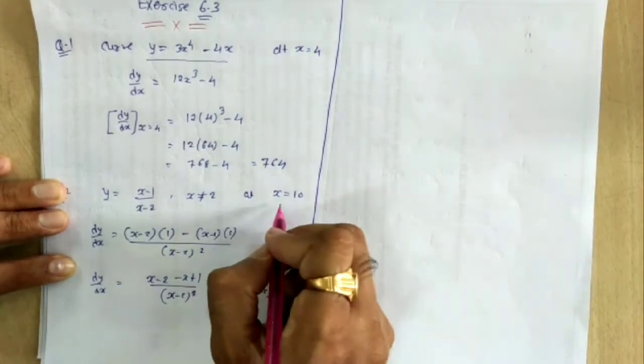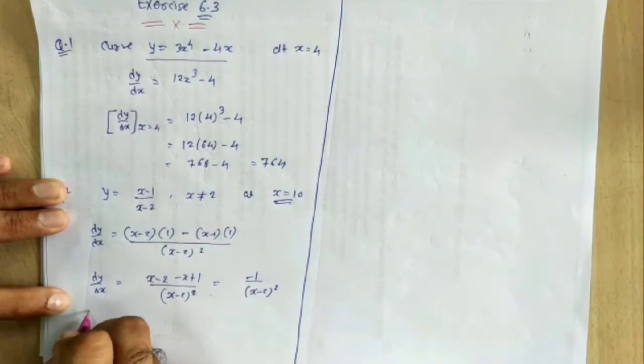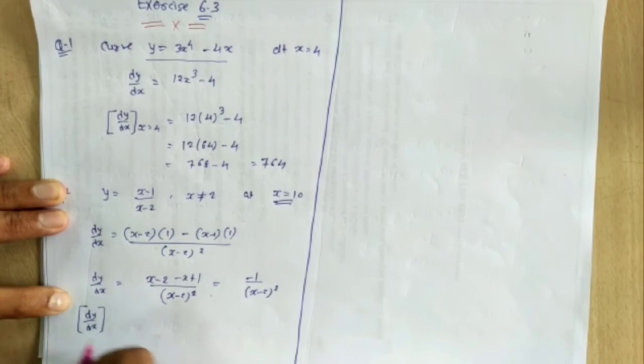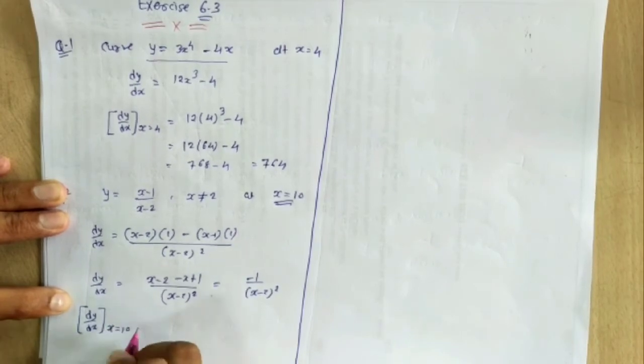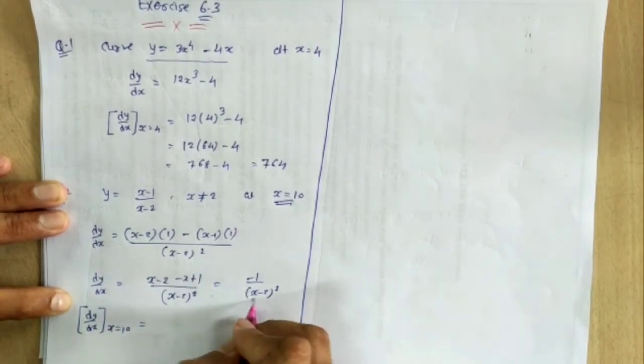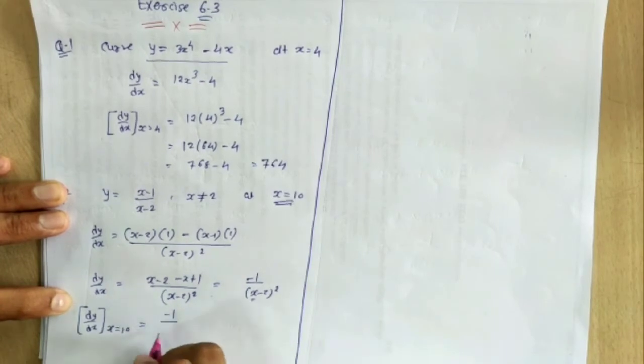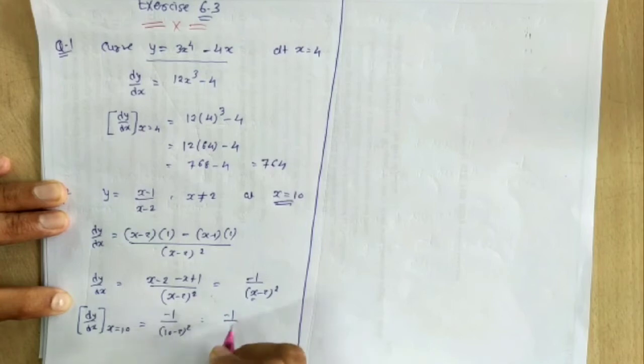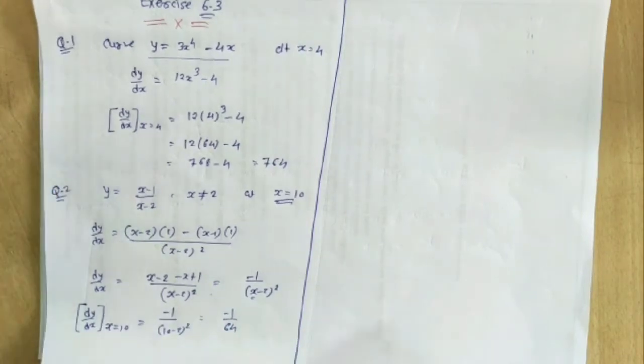Now we have to find the slope of tangent at x equal to 10. So you have to write dy by dx at x equal to 10. Put x equal to 10 over here. It's minus 1 upon 10 minus 2 whole square, that is minus 1 upon 8 square, 64. Done. So this is the slope of tangent at x equal to 10.